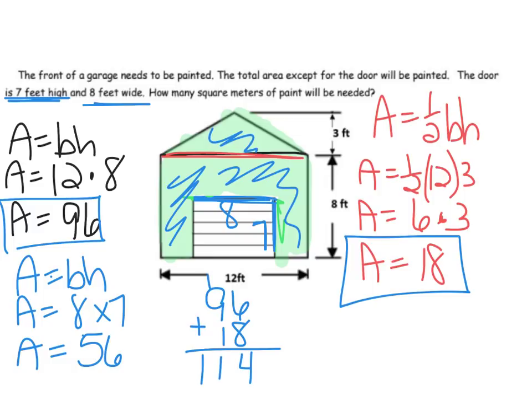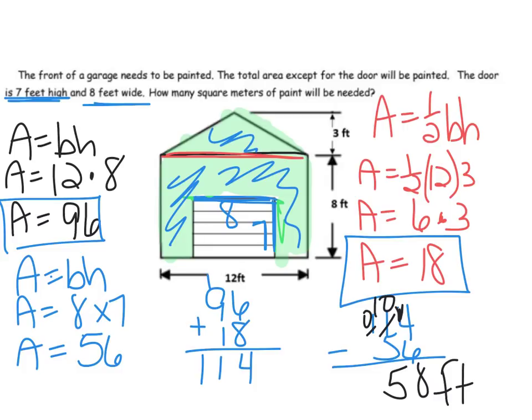So that's 114. And from 114, we're going to subtract 56, because that's the door that we're not painting. So in this case, 4 minus 6 we can't do, so we're going to borrow from the one next to it. So 14 minus 6 is 8. 0 minus 5 can't do it, so I'm going to borrow from that one. So 10 minus 5 is 5. So that means they're going to need 558 square feet in order to paint the front of the garage.